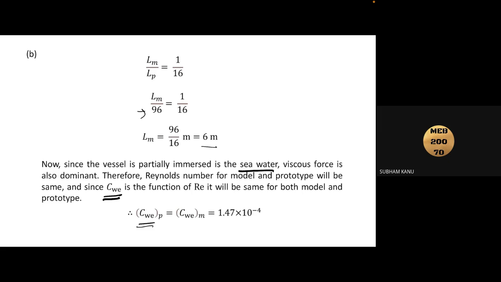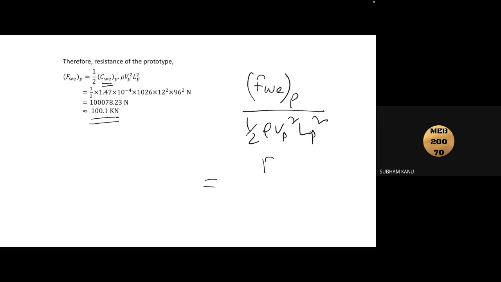Once you have the coefficient of the prototype, you can find out the force acting on the prototype using this expression. The force will increase because your prototype length is higher compared to the model length. But the ratio of the force on the prototype divided by half of rho Vp Lp square has to be equal to FWE of the model divided by half of rho Vm Lm square. So the ratio will remain the same, but the force acting on the prototype will increase. Any questions?